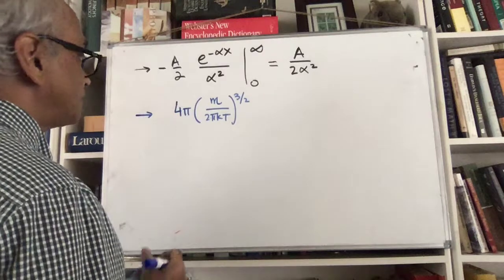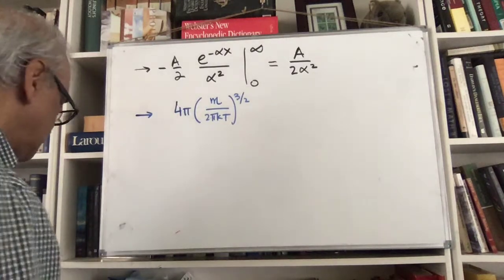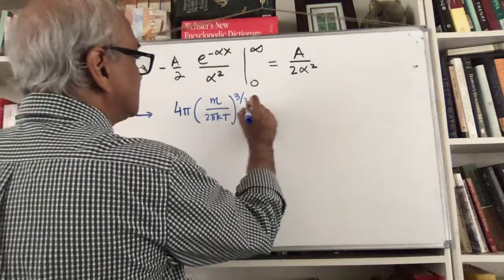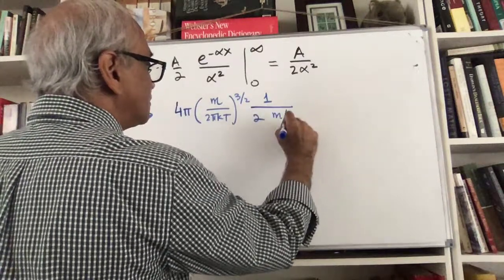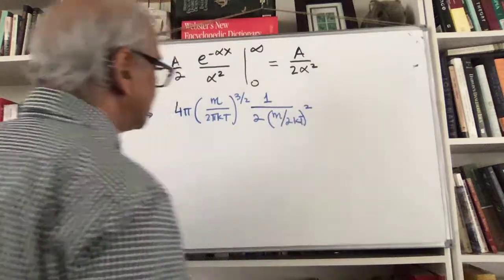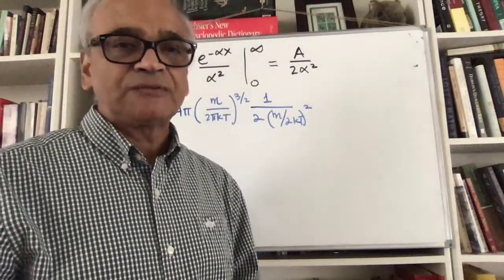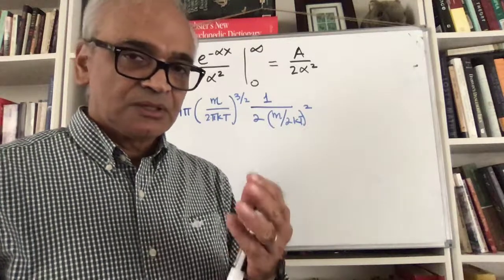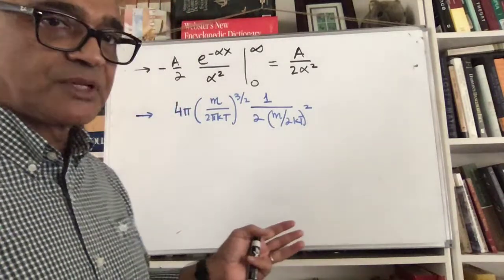And then I also have to remind myself what my alpha was, right? So my alpha was m over 2 kt, whole square. And you have to simplify it, and it gets a little bit complicated in some ways.